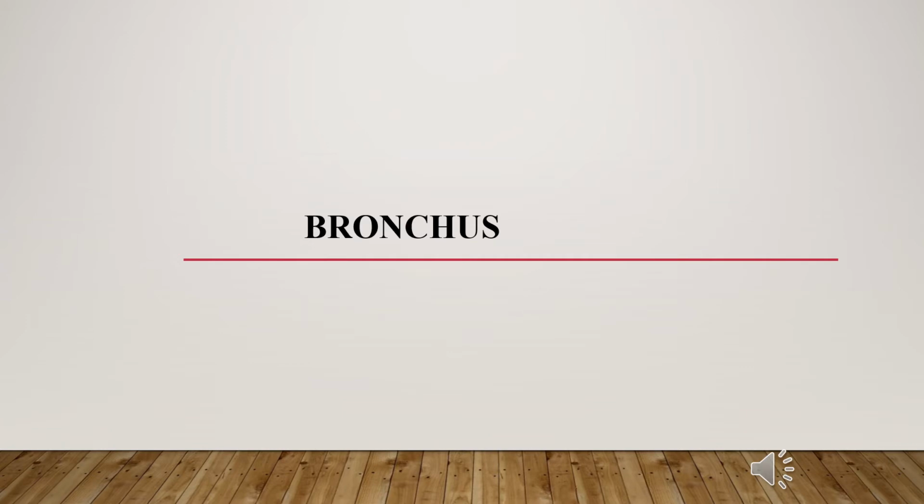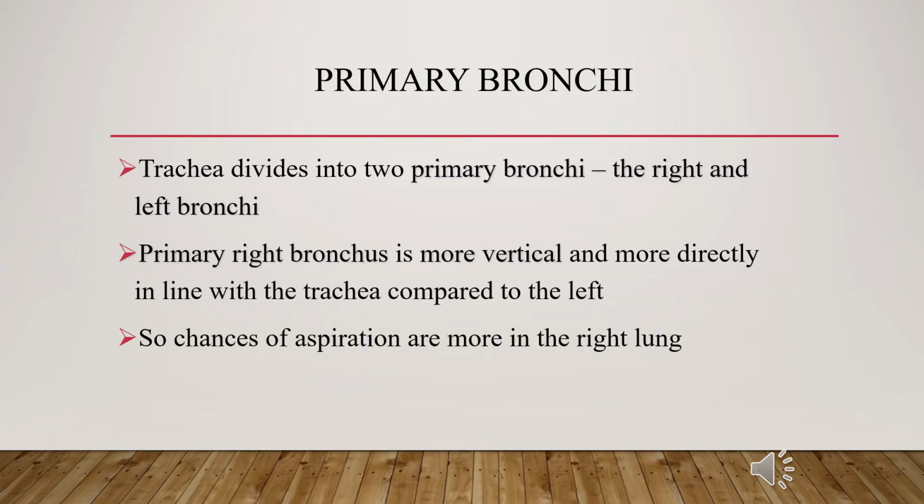Second is the bronchus. The primary bronchi. The trachea divides into two primary bronchi, the right and the left bronchi. The primary right bronchus is more vertical and more directly in line with the trachea as compared to the left. That is why the chances of aspiration of food or vomit are more on the right side of the lung.